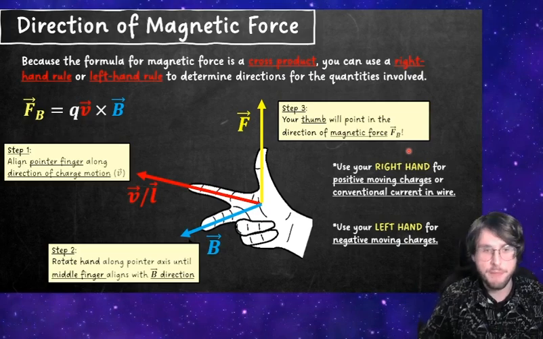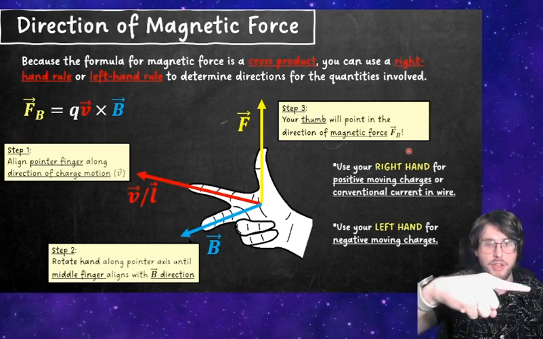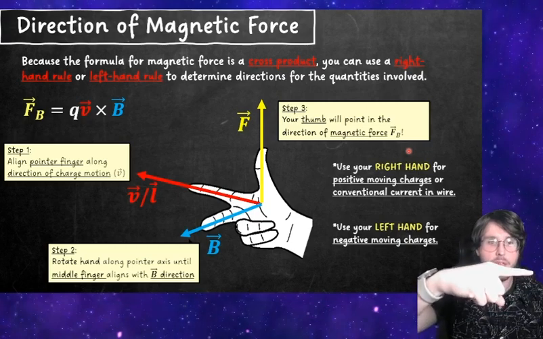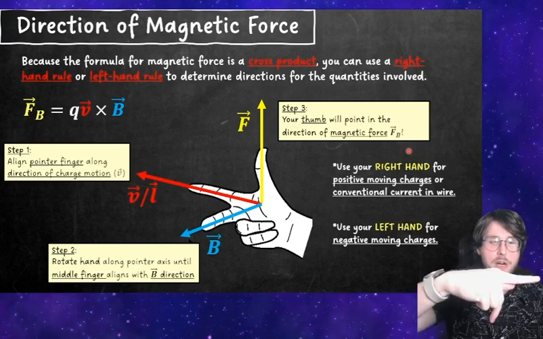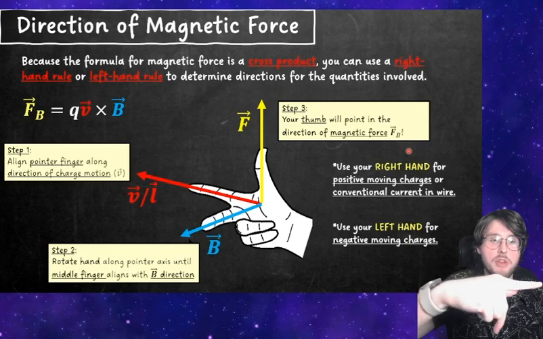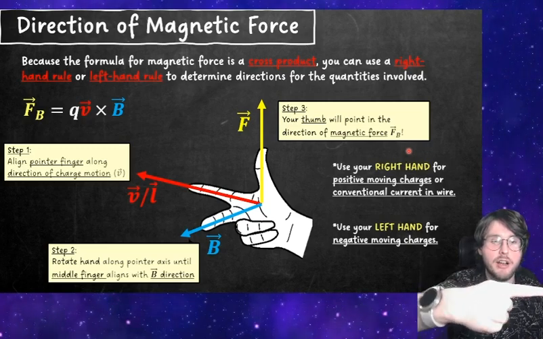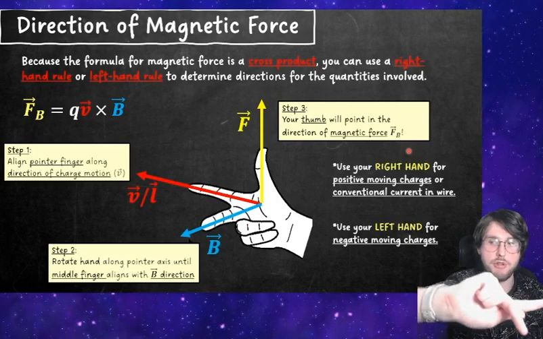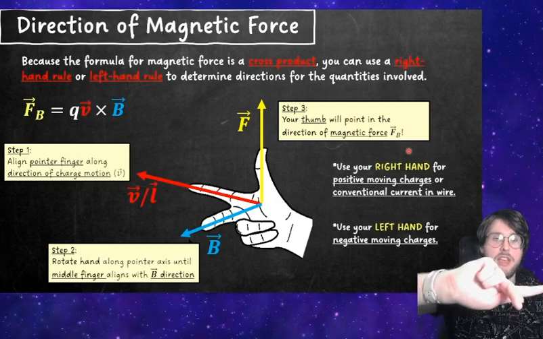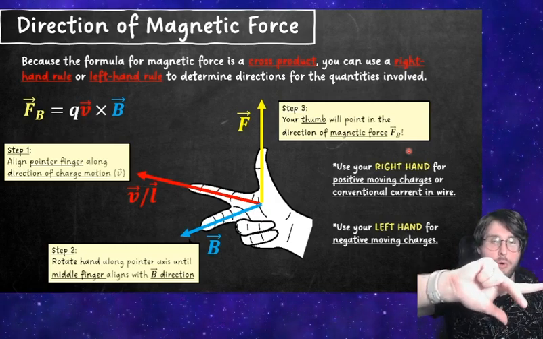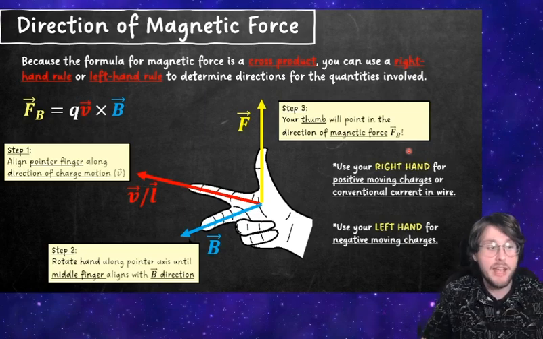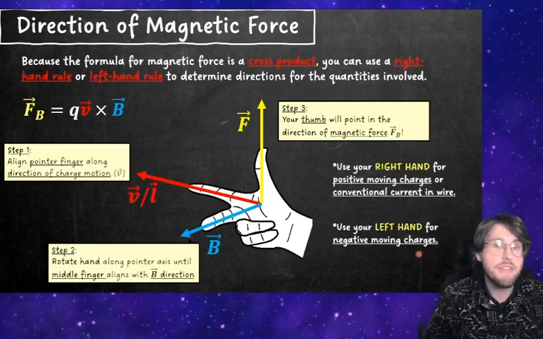So to reiterate, establish the direction of motion with your index finger, lock that axis in, extend your middle finger out perpendicular to your index finger, and then rotate your hand along that pointer axis until your magnetic field is in the correct position, and then extend your thumb and it will correctly point in the direction of the magnetic force.